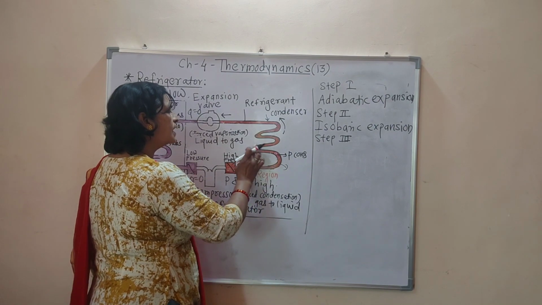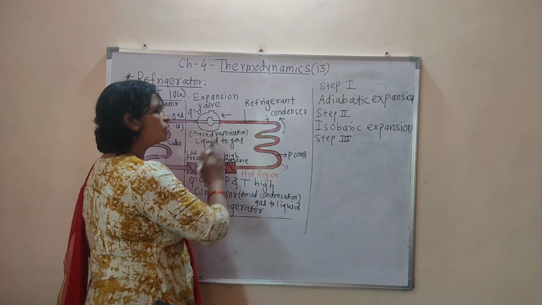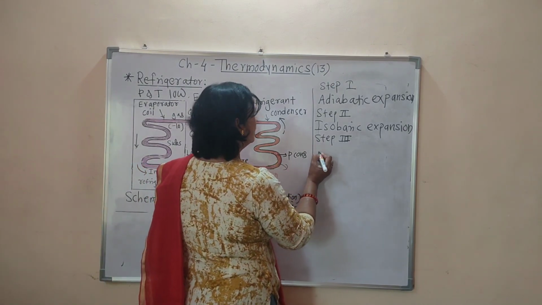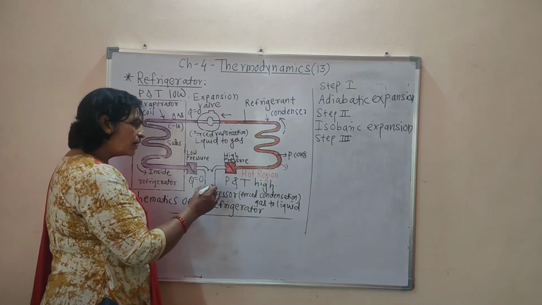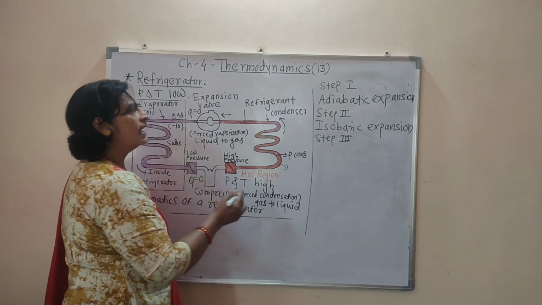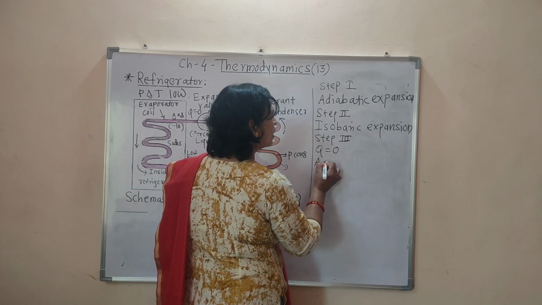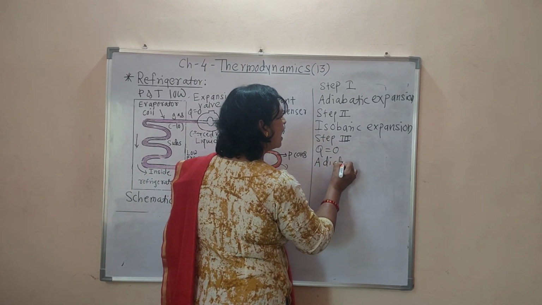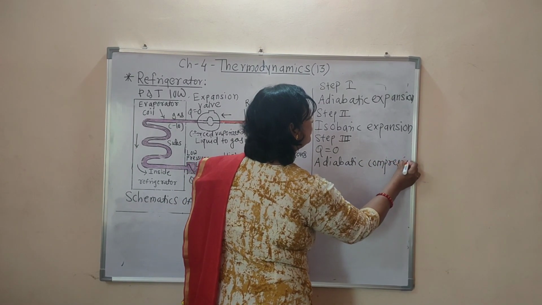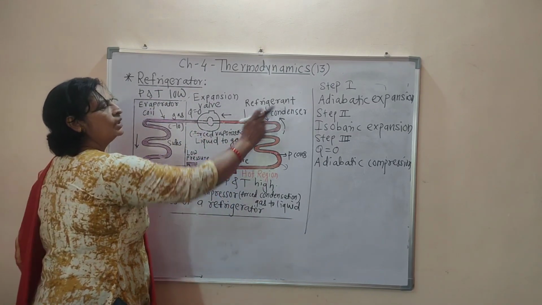Now the liquid refrigerant is flowing through this hot coil, and the third step happens here. During the compression, no heat enters or leaves the system. Means again in the third step, Q is equal to 0, means this compression is adiabatic compression. Okay, now this liquid is flowing through this coil, or through this condenser.